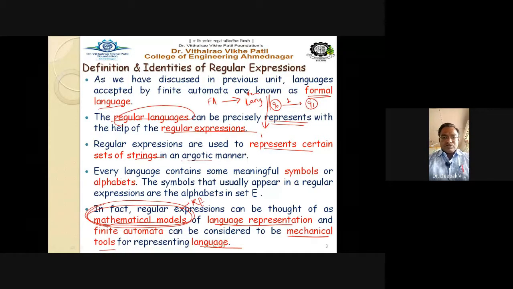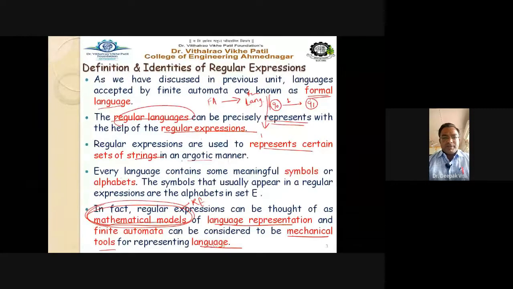Getting this point or not? So finite automata, whether it is a DFA, an NFA, or an automata with output, that is Mealy or Moore machine, all these are machines that can be represented with the help of graphical representation, or what one can call a mechanical tool. That's why it is called a mechanical tool. We can represent it in terms of circles and arrows, transitions. But the same language can be represented in terms of mathematical models or mathematical tools.